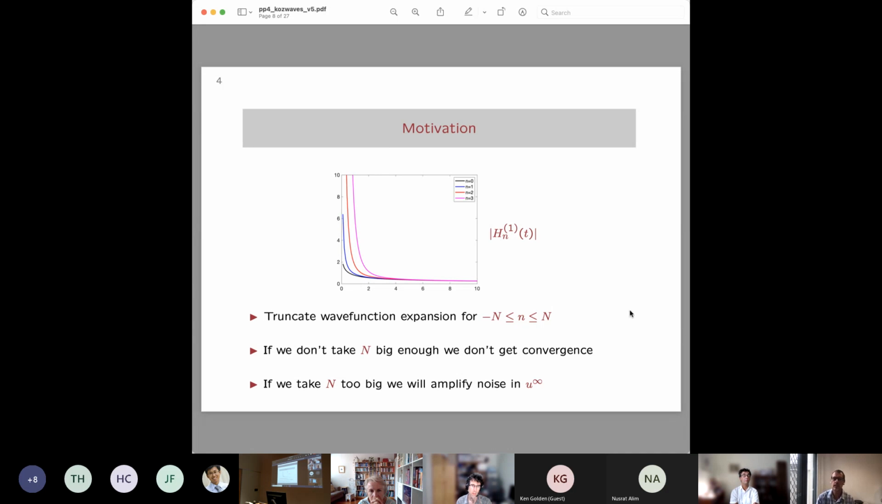and we won't get a very sensible result. Just to demonstrate where that noise comes from, this is a plot of the first few Hankel functions. You can see that as n increases, the size of these Hankel functions gets bigger and they actually blow up as n goes to infinity. And that's where this amplification comes from.